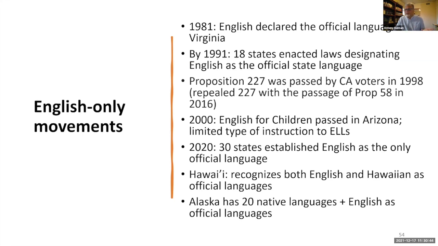So California is a good example. They passed Proposition 227 in 1998, which was then repealed in 2016. But the 1998 proposition, which was passed, propelled many states to do the same. Arizona was an example, and many other states have passed this. Hawaii continues with English and Hawaiian, and Alaska has 20 languages plus English as official languages.